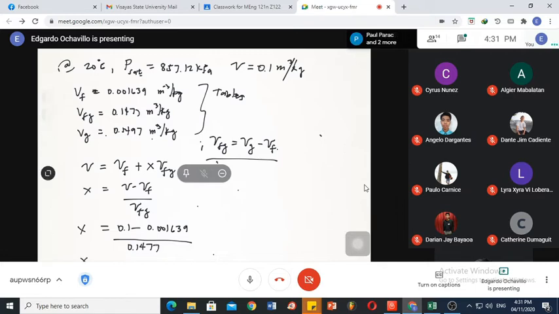So you can solve this one. X is equal to 0.1 minus 0.001639 over 0.1477. This is 0.667, or 66.7% vapor.